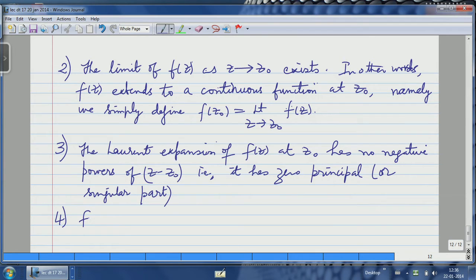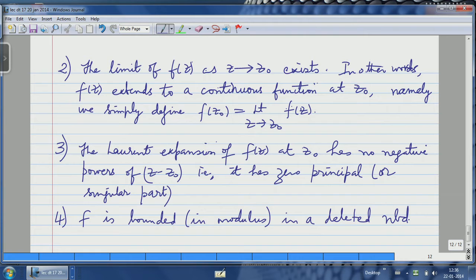Okay, so let me write that down. f is bounded, and of course bounded means in modulus, in a deleted neighborhood. I am using NBD for neighborhood as an abbreviation, of z naught. So this is the fourth condition, which is by far the weakest condition on a removable singularity.